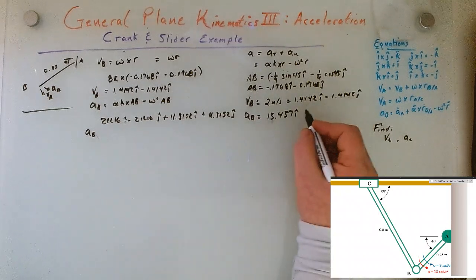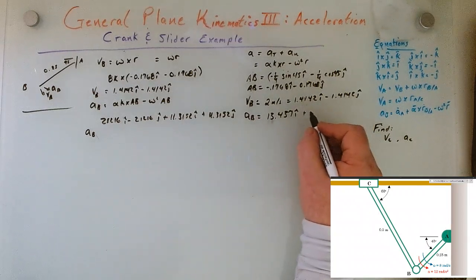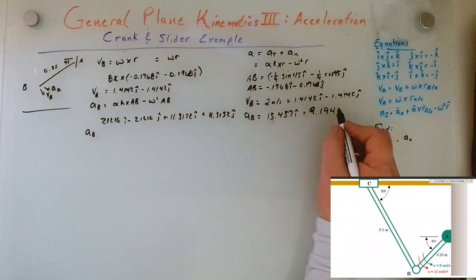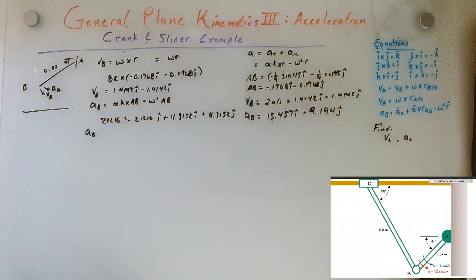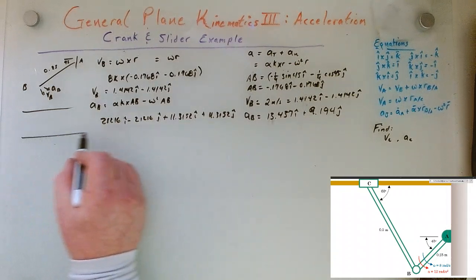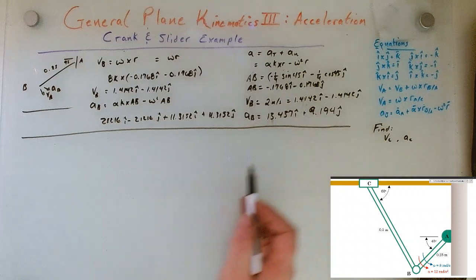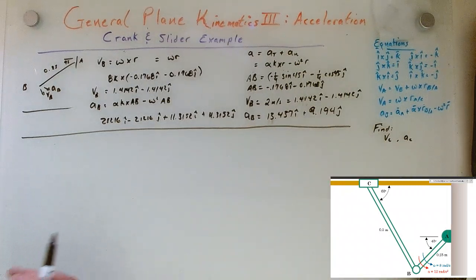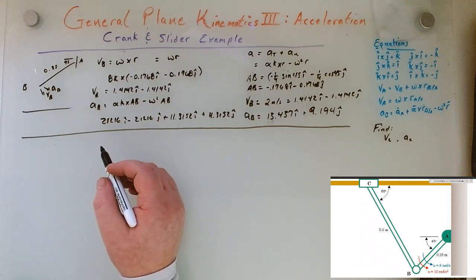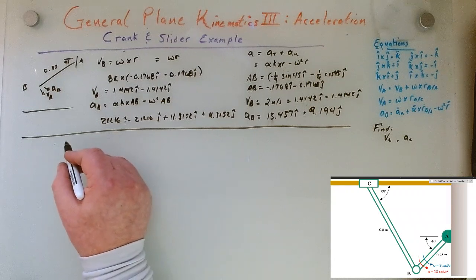9.194, so plus 9.194, and that's in the J direction. Okay, sweet. All right, so that gives us inputs for both the V sub c and A sub c. Now we can draw the free body diagram of CB. What does that look like?